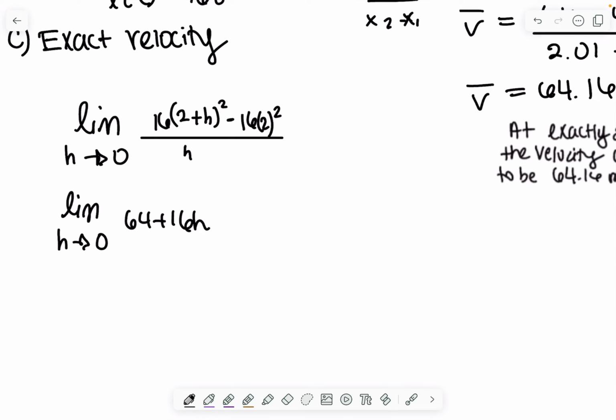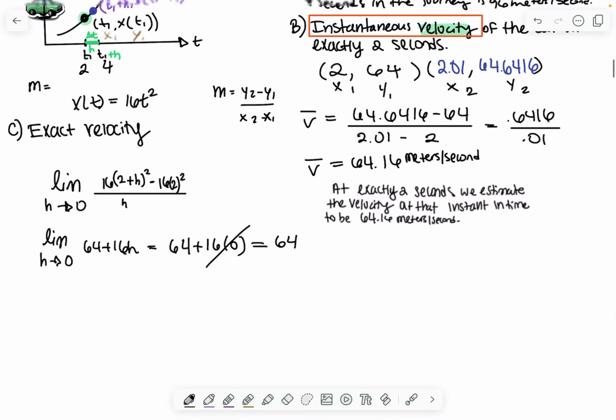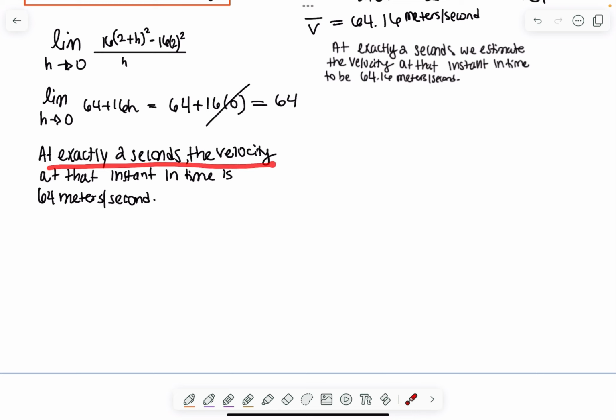And we're taking the limit as h approaches 0. So we plug in 0 for h, because that's what the limit means, plug in 0. That cancels out and we're left with 64. And so therefore, at exactly 2 seconds, the velocity at that instant in time is 64 meters per second. So it is exactly 64 meters per second.